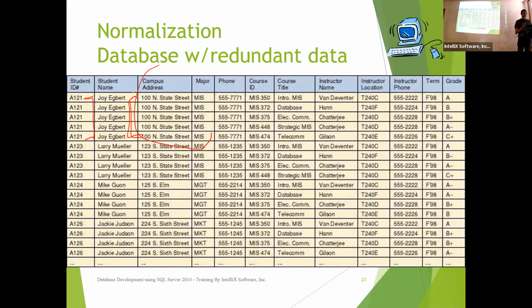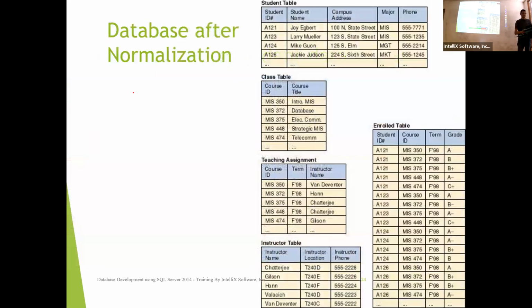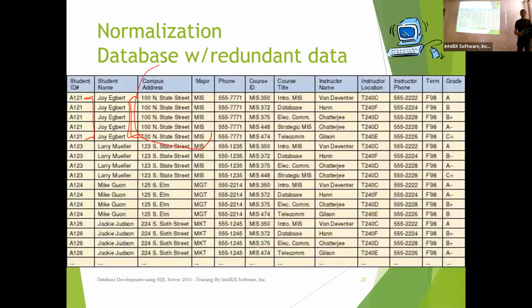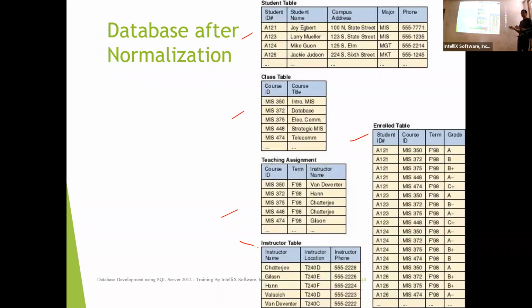So if I take this database through normalization and convert it to a relational database, I will have 6 different tables. I apply all the design rules. So I will have a student table, a class table, teaching assignment, enroll table, instructor table. When I convert this, the number of tables will increase significantly. But it will be a lot faster to retrieve the data, update the data, and so forth. So that's why you go through the design process.